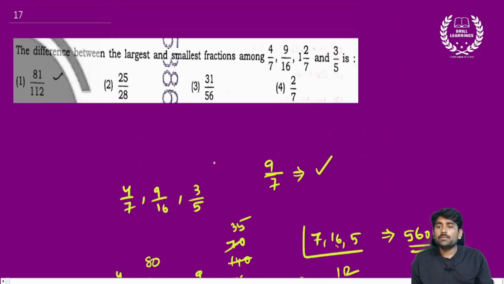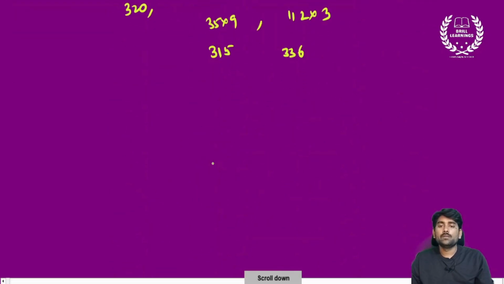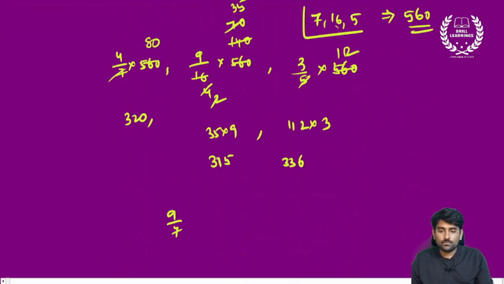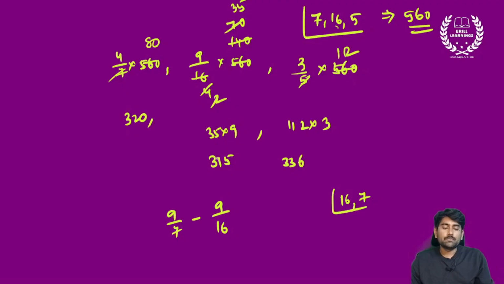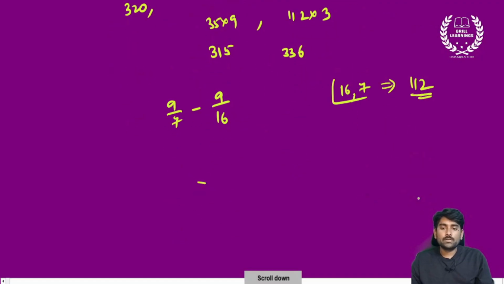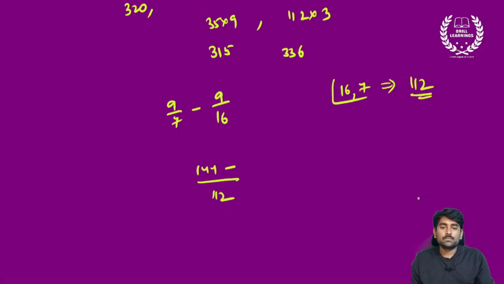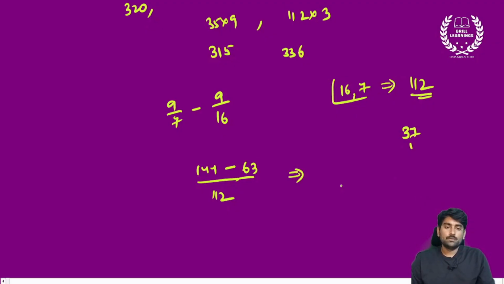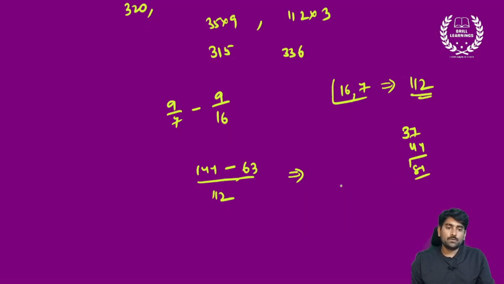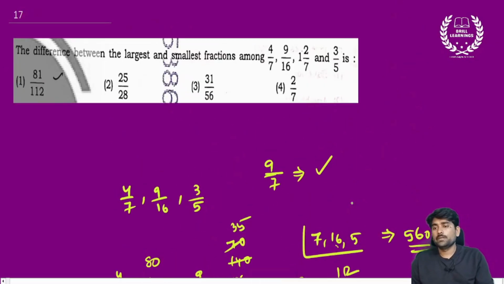Now finally, the difference between the largest and smallest fraction we need to find. The highest one is 9/7 minus the least one, 9/16. Again we need to find the LCM of 16 and 7. 16 7s are 112 here. Okay. So 112 is the LCM. 7 will be 16 times, 16 9s are 144, minus 16 times... 7 times 9 is 63. So upper value 144 minus 63 is 81. So 81 by 112. So the first one is the right answer here.